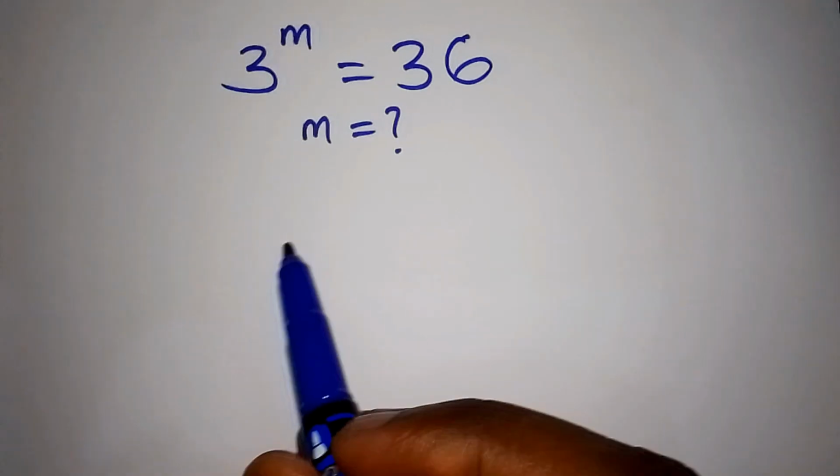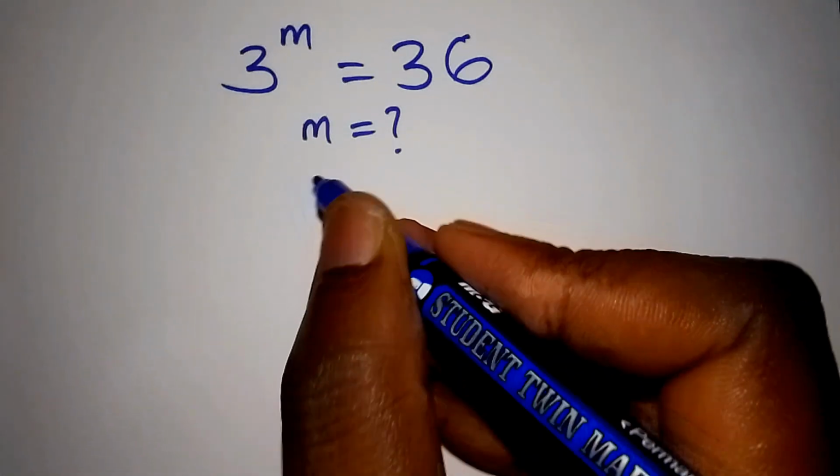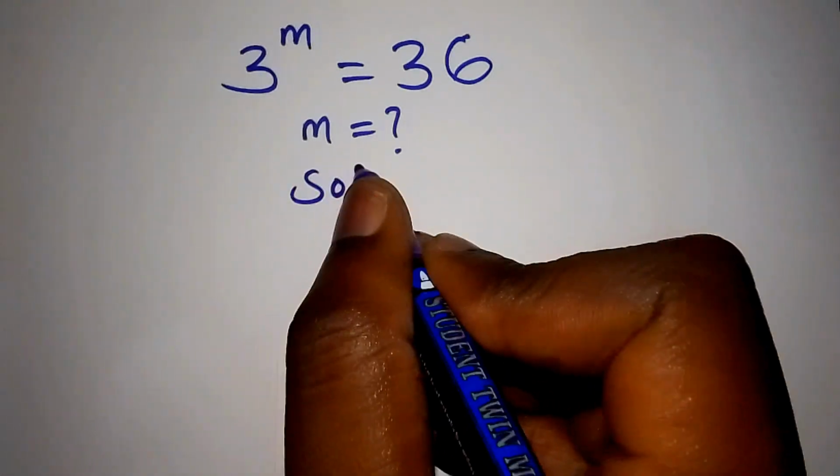So wondering how to solve this maths problem? Worry not, let's start. 3 to the power of m is equals to 36. So let's now find the value for m.